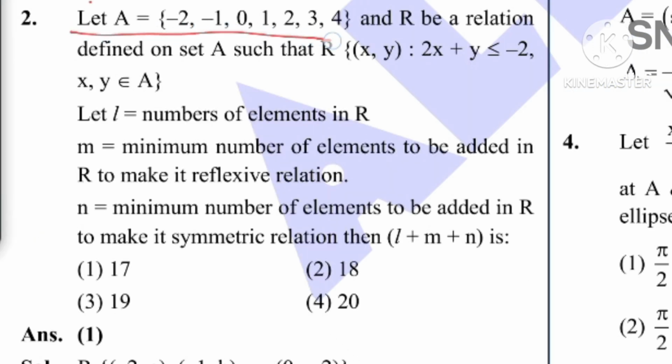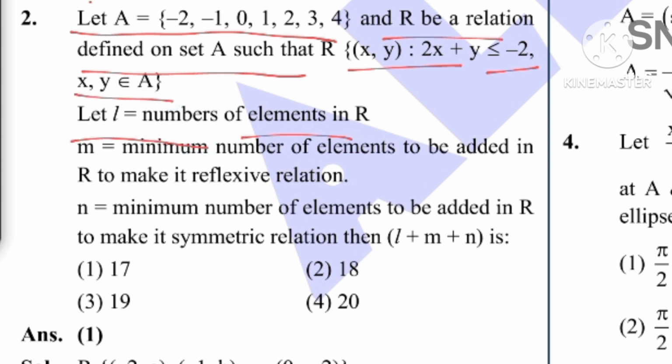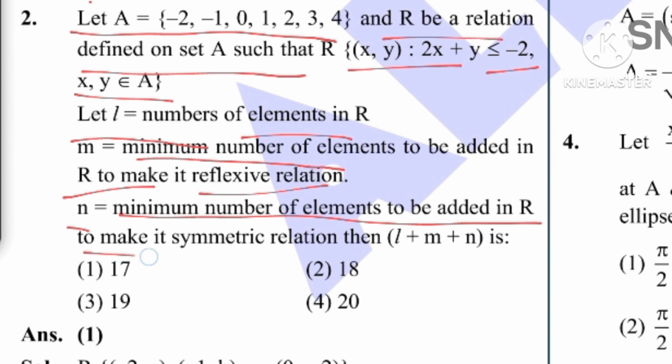Let A equal to minus 2, minus 1, 0, 1, 2, 3, 4 and R be the relation defined on the set A such that R is equal to the set of (x, y) such that 2x plus y is less than or equal to minus 2, where (x, y) belongs to A. Let L be the number of elements in R, M the minimum number of elements to be added to R to make it reflexive, N the minimum number of elements to be added to R to make it symmetric, then L plus M plus N is.